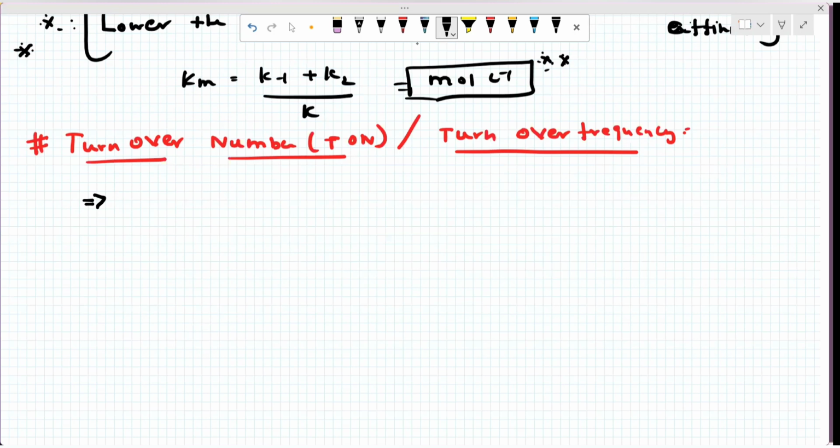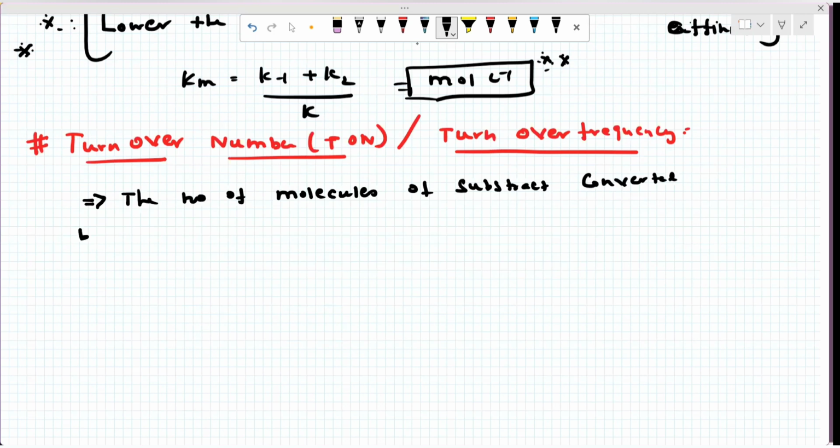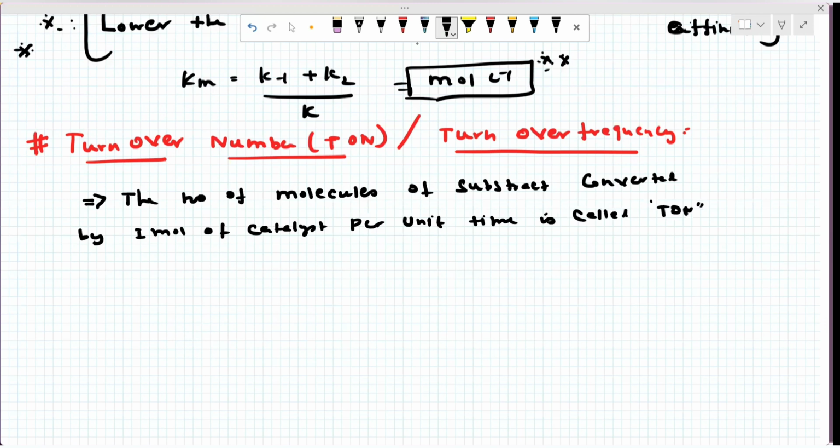Please note: the number of molecules of substrate converted by one mole of catalyst per unit time is called TON. So, how many molecules of substrate are converted into product by 1 mole of catalyst or 1 molecule of catalyst, that is called TON, turnover number. Okay?